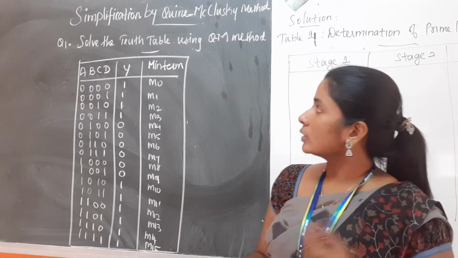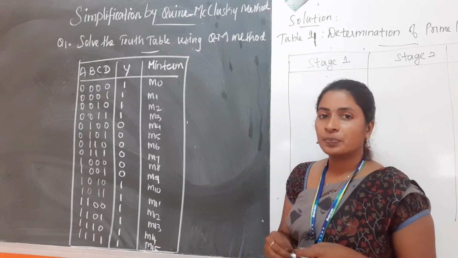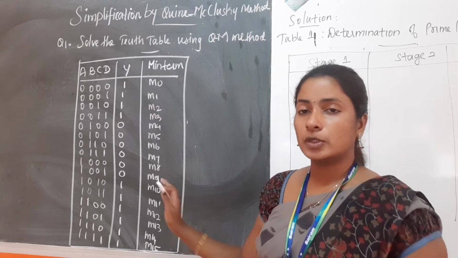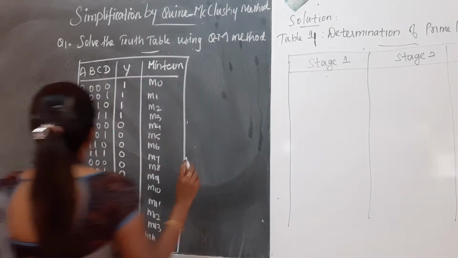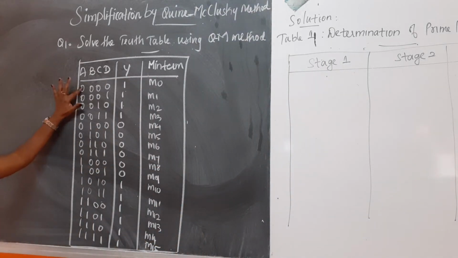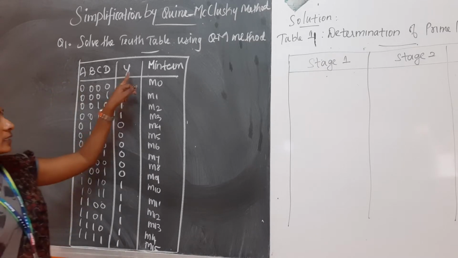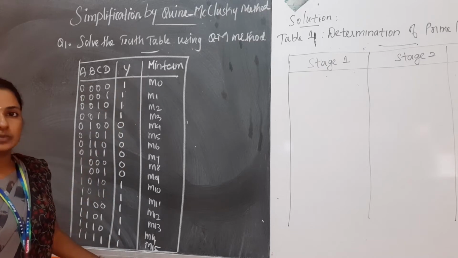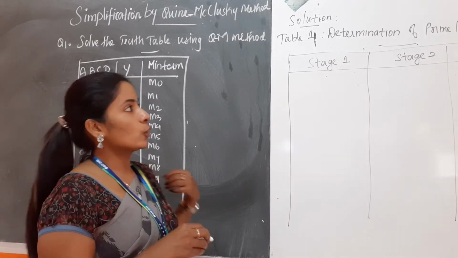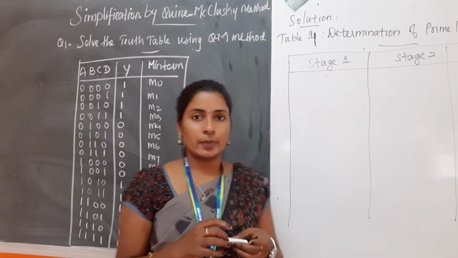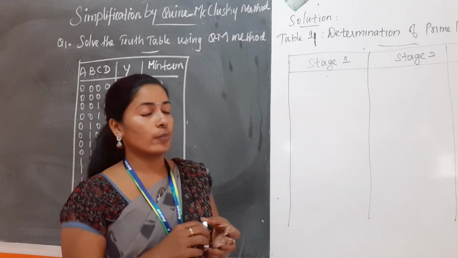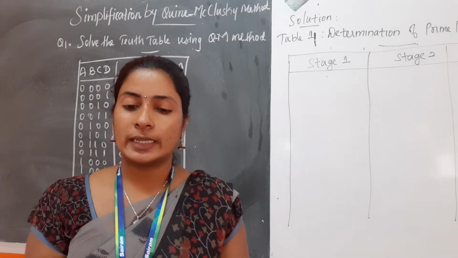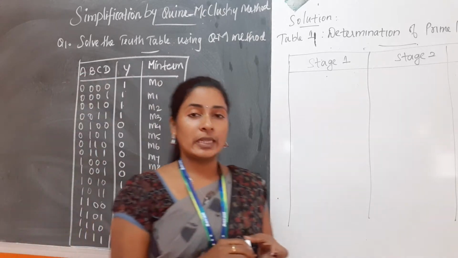First question, solve the truth table using QM method. A 4 variable truth table is given here, 0 to 15. The result y is also given, in minterms. In QM method, you have to form 2 tables. First table is determination of prime implicants. Next table is prime implicant chart.